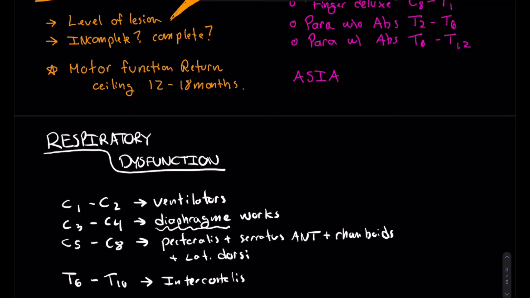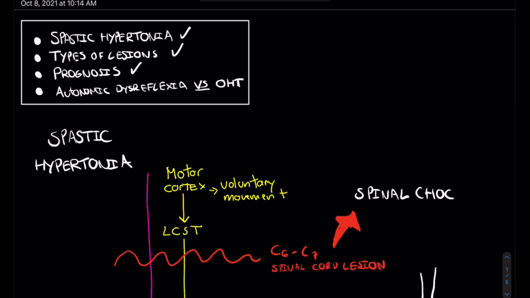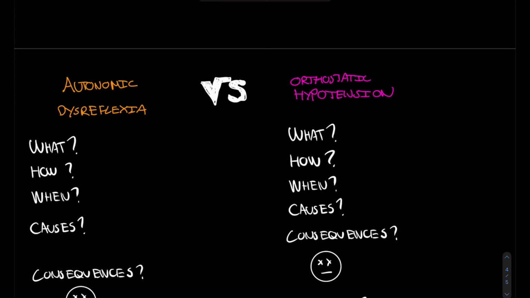intercostalis muscles and abs. It's worthwhile mentioning that C5 to C8 tetraplegics will be able to breathe quite well by themselves, but because abs and intercostalis muscles are essential for forced expiration, so coughing, the patients with C5 to C8 will have trouble exhaling forcefully, so coughing will be quite difficult. So prognosis is done.